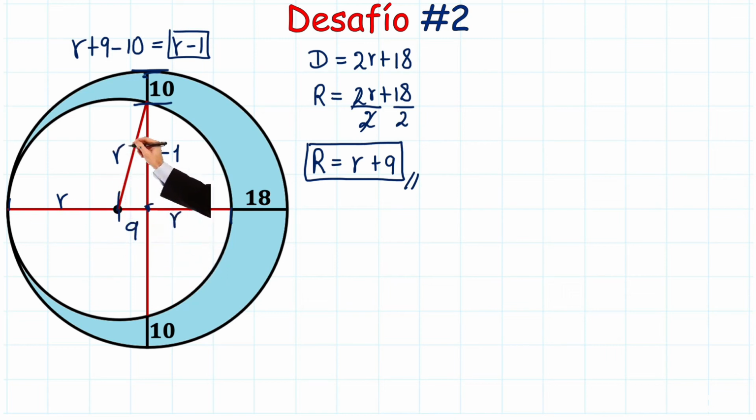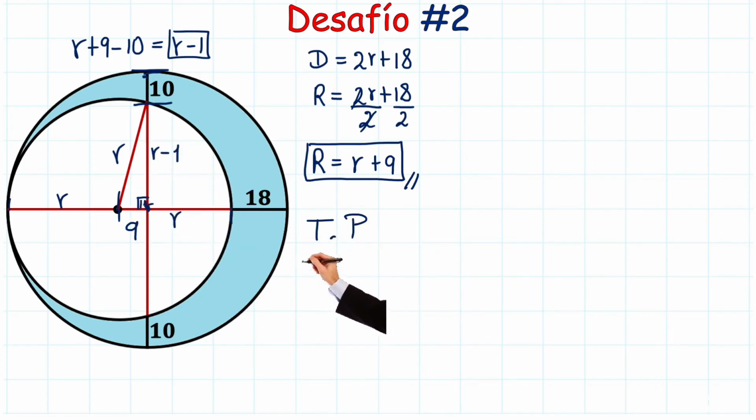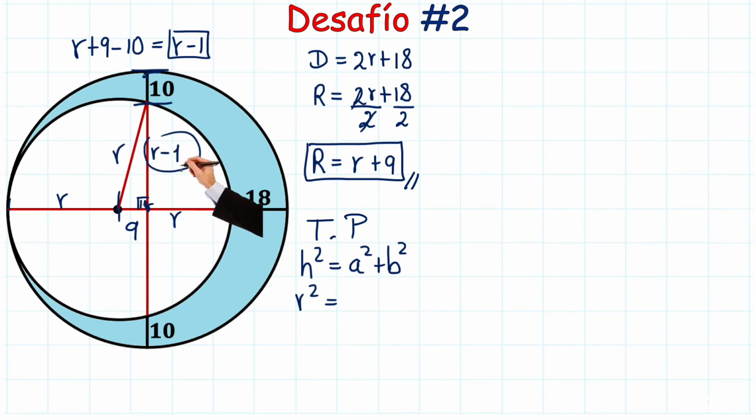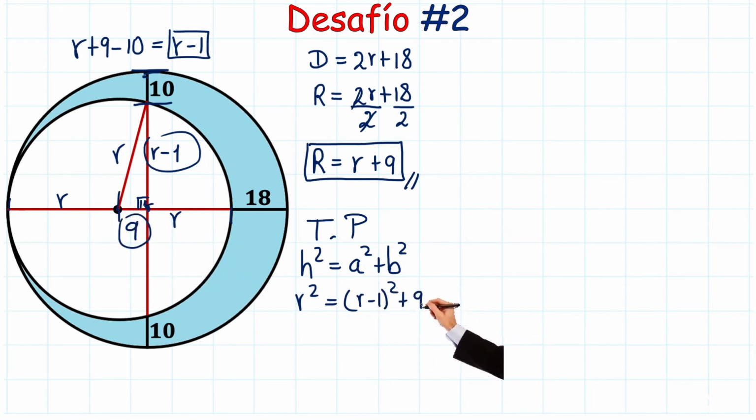So now that we have the 3 sides of this right triangle, we can use the super powerful Pythagorean theorem. The hypotenuse squared is equal to 1 leg squared plus the other leg squared. Excellent. What's the hypotenuse? Well, it's r. r squared will be equal to side A, which is r minus 1, squared, plus side B, which is this one here, 9 squared.